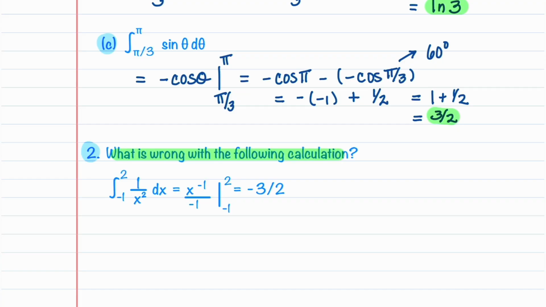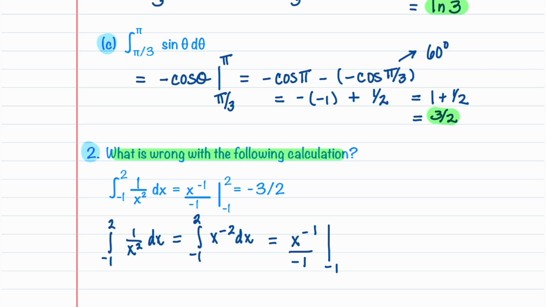Let's walk through this. If we have the integral from -1 to 2 of 1 over x squared dx, this is just the integral from -1 to 2 of x to the -2 dx. We can then write down the antiderivative. We're going to add 1 and subtract by what we get. And we're going to evaluate this from -1 to 2. So that's exactly what that middle step showed.